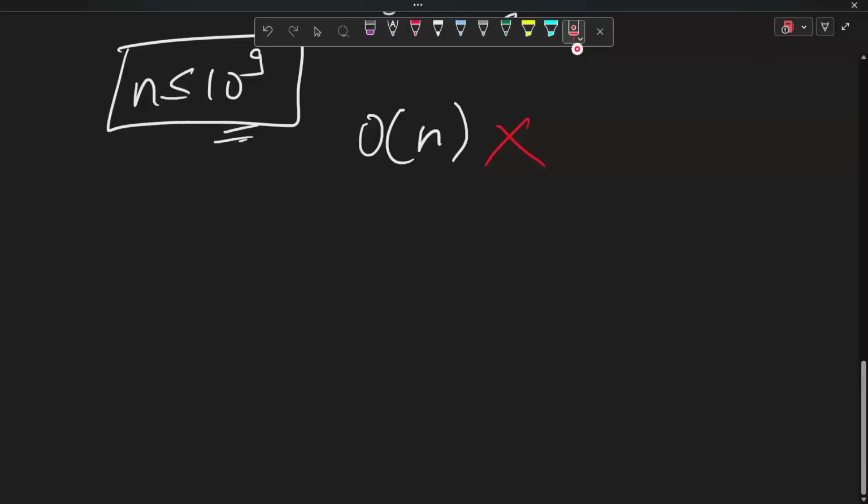So instead of checking for all the i, just try to observe some pattern. Where do you get i mod 3 equal to i mod 5? Let's try to observe the pattern.